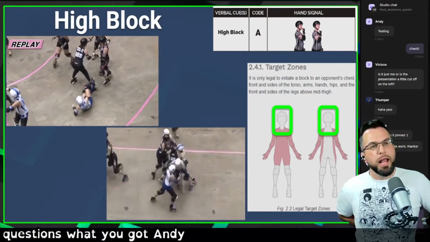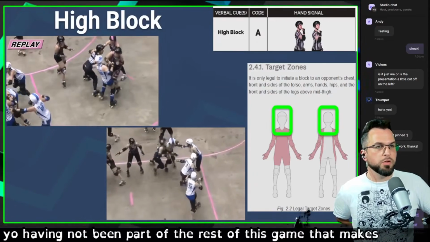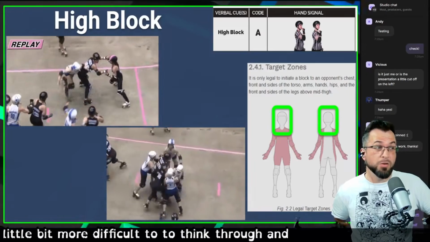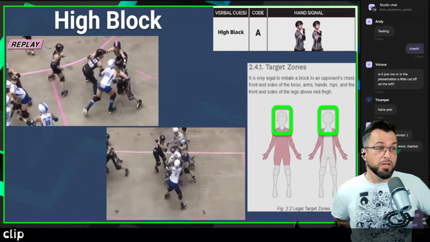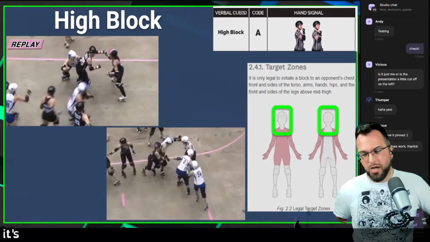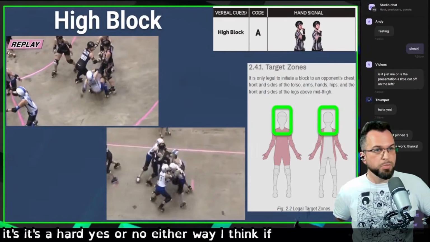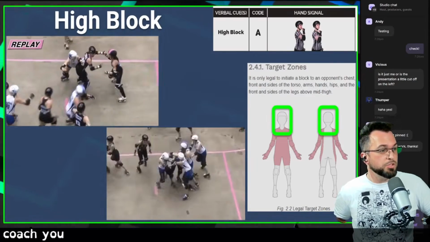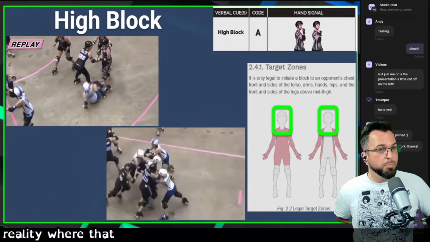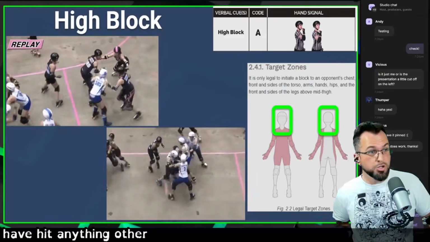Having not been part of the rest of this game, that makes it a little bit more difficult to think through. And this is a slowed down clip. At speed, this could look very different. I don't think it's a hard yes or no either way. I think if I'm that black team's coach, you could make the justification of like, hey, I don't see a reality where the aim of that white blocker's shoulder would have hit anything other than our jammer in the face.